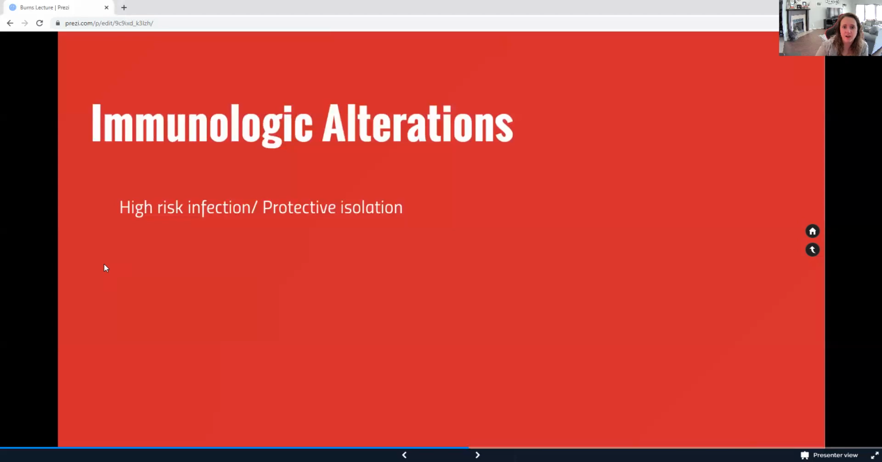We're also going to find out and assess when their last tetanus shot was. If they have not had it recently, then they're going to need an update on that tetanus vaccine to protect them.